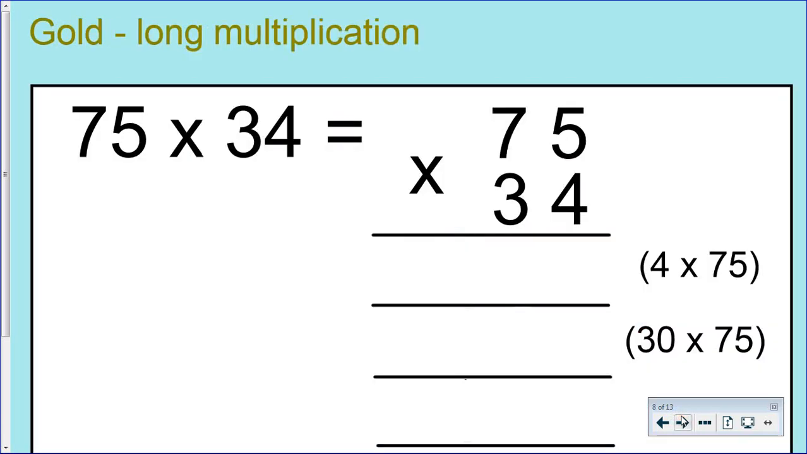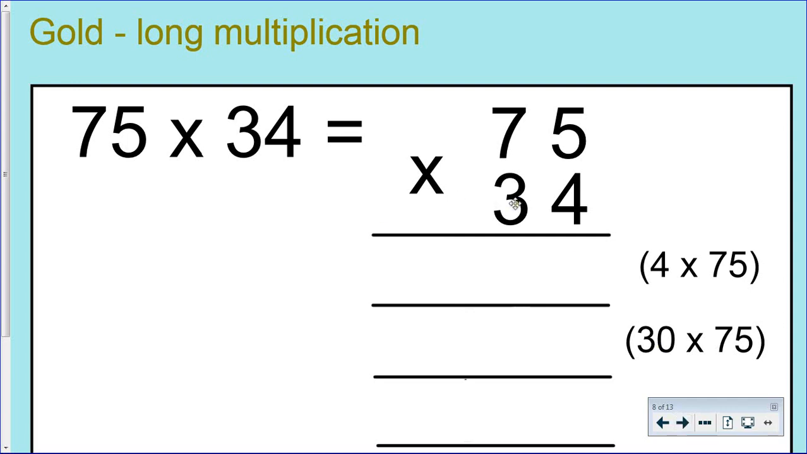Okay, gold is long multiplication, so a 2-digit number by a 2-digit number. We're going to start off forgetting that it's 34 and just concentrate on the 4, the ones column. Forget about the 30 for a minute. So we're going to look at 4 times 75.